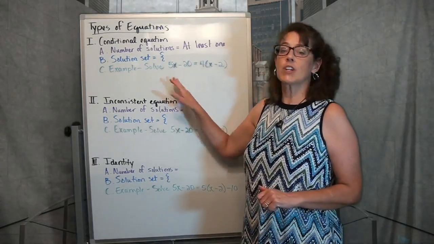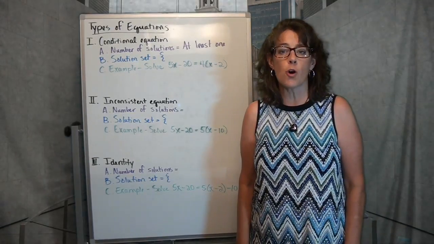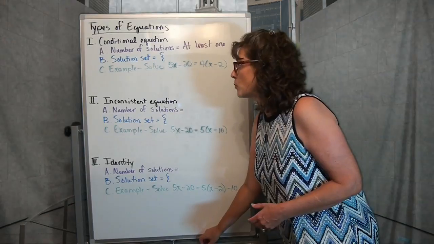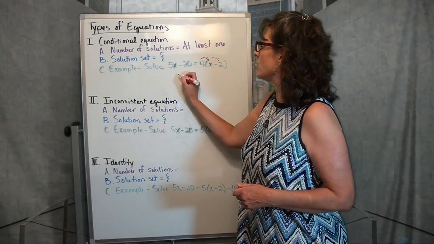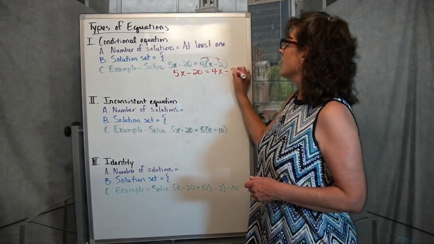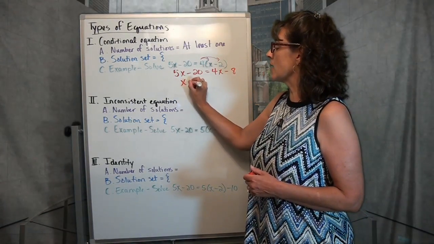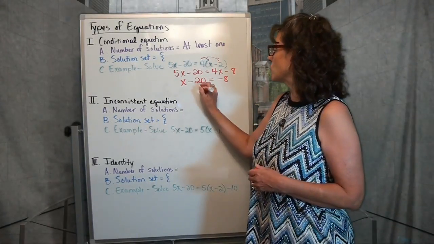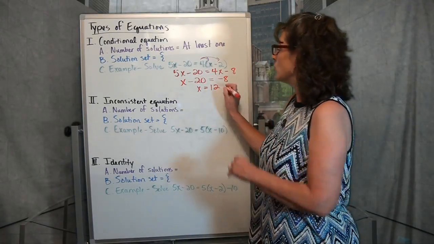So here's an example of a conditional equation, and I know you're looking at all three of these going, well, those look like everything we've been doing so far. I don't understand what the difference is. You're about to see. So if we solve this equation, we know that what we need to do is distribute the 4 through, and when we distribute the 4, we will get 4x minus 8. And at this point, let's subtract the 4x from both sides. And when we subtract the 4x from both sides, we get x minus 20 equals negative 8. And at this point, let's go ahead and add that 20 to the other side, giving us x equals 12. And so that gives us our solution.